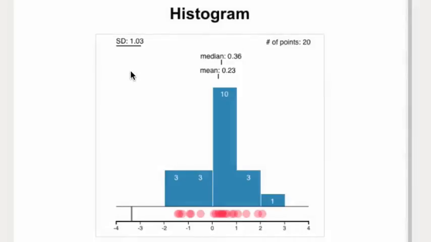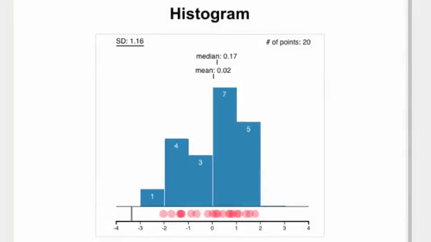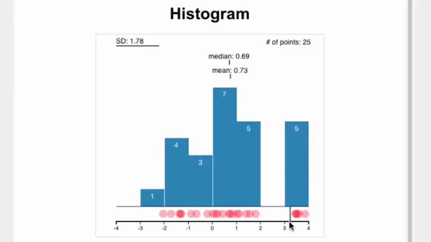Let's examine how these statistics change when you add values. If we add a point to the histogram that's higher than the median and the mean, the value of the median and the mean increase. However, we see that the mean and median don't necessarily increase by the same amount. This is a result of how they're calculated.